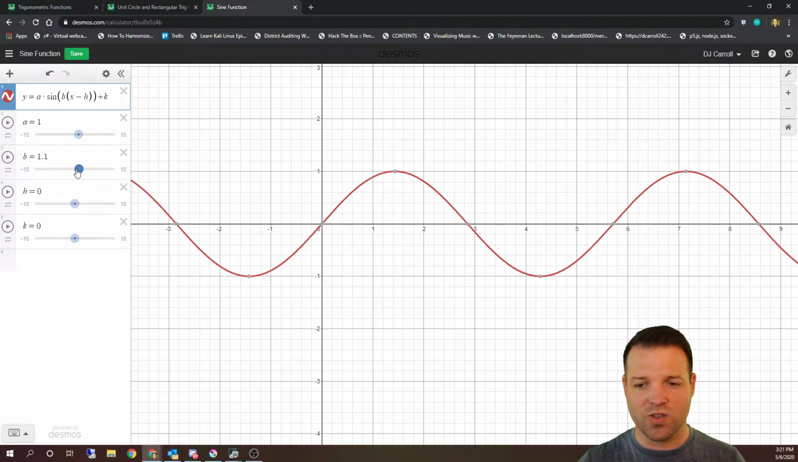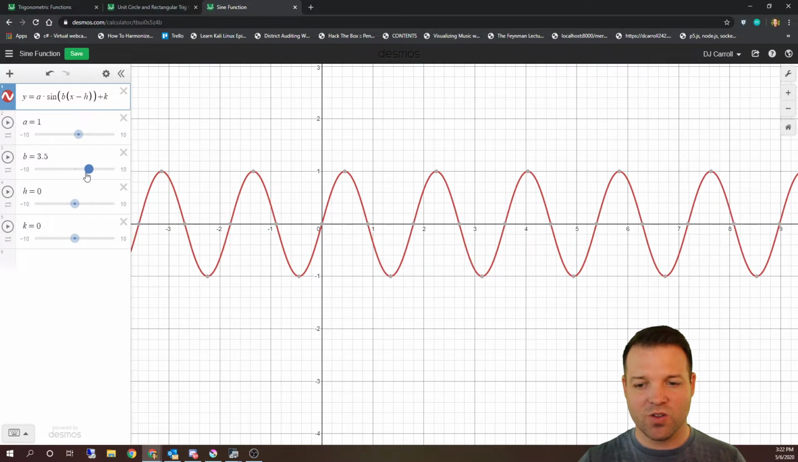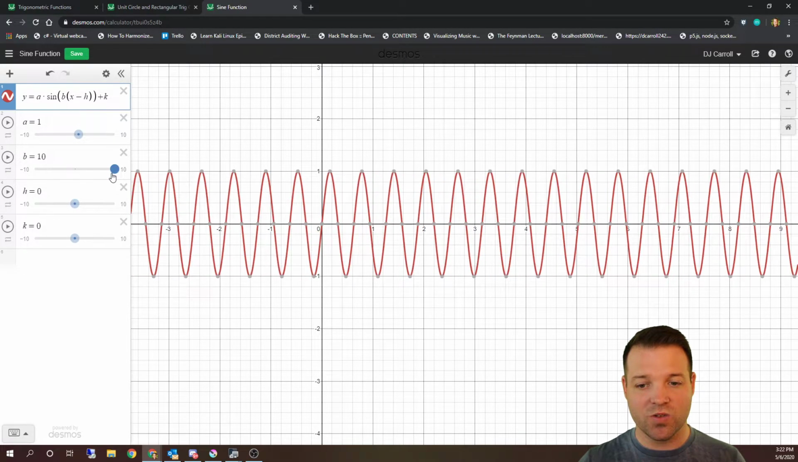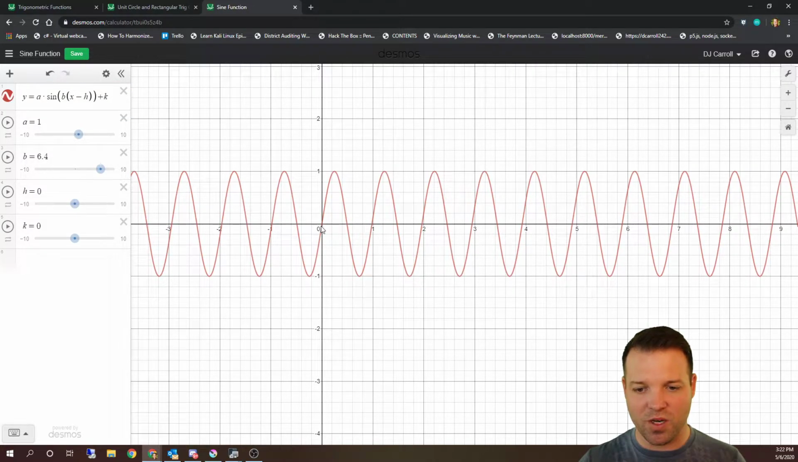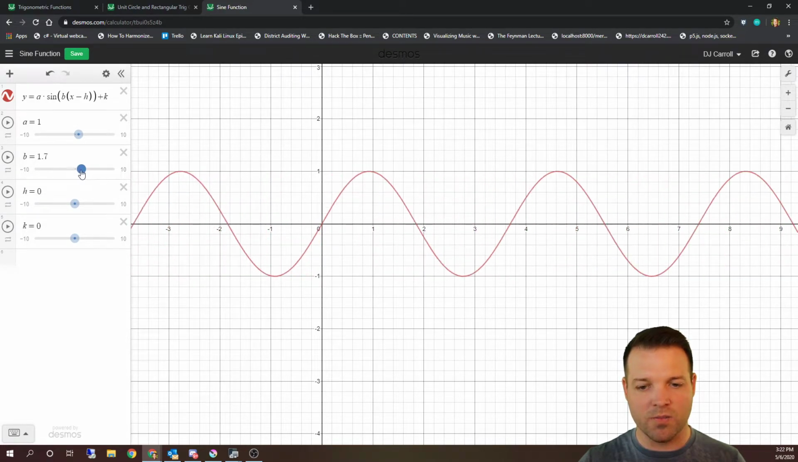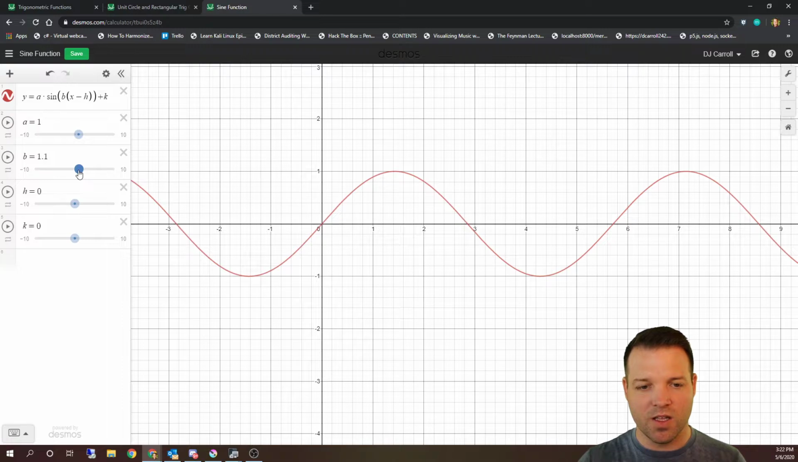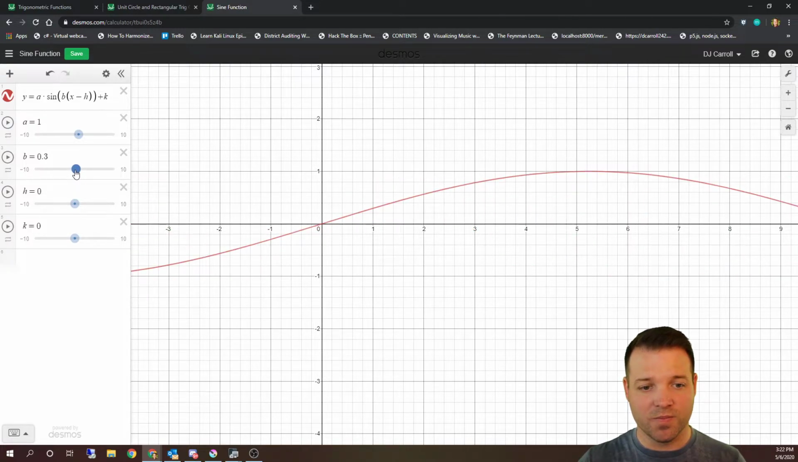Let's increase B. You can see as B increases, it's going to compress horizontally, and so the period is going to get smaller and smaller. For example, right here, this is about a period of 1. Starting at 0, going up, down, and then about 1 would be the period when we repeat. Let's go down now. As B decreases, it starts to get longer, and the period starts to get longer. And this thing can get very, very long, by the way.